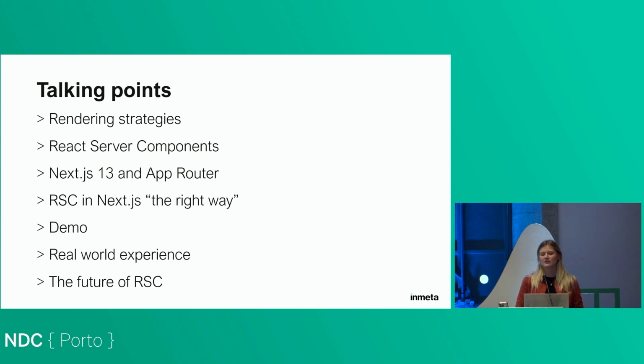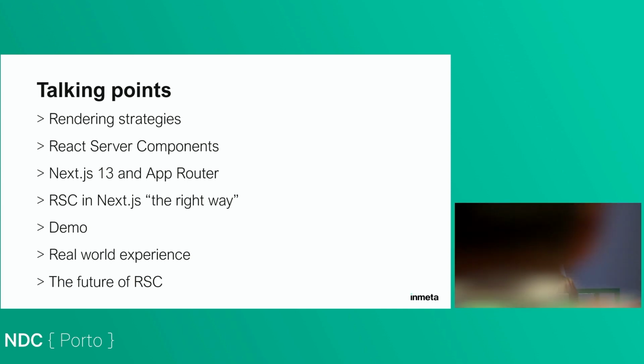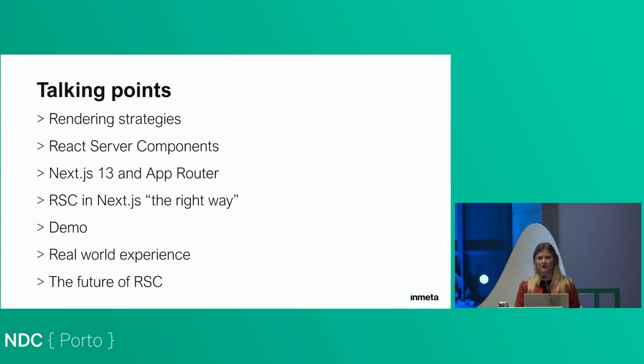So the talking points of today will be first, rendering strategies. Then we'll get to React Server Components, what they are, how they work, and what are the benefits and the drawbacks. And then we'll go through Next.js 13 and the app router, then on to best practices and patterns when using RSC in Next.js. And then afterwards, I'll show you some examples of RSC in a demo app that I've made. And finally, give my thoughts on working with RSC in a real project, as well as the future of React Server Components.